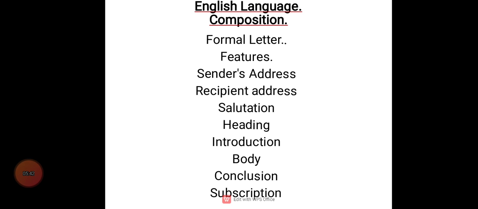Then when you finish, you just move straight to the right corner of where you just ended and write the subscription. Okay, and this one too, I will say strictly stick to "Yours faithfully." Yours faithfully. Put a comma, you sign and write your full name. That is all you ought to do.